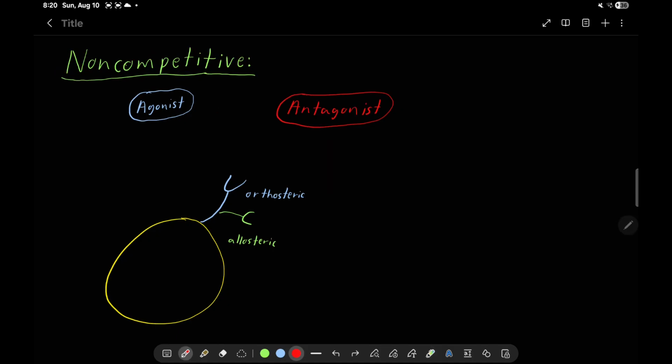So then what's a non-competitive antagonist? Well, if competitive antagonists compete to bind onto the same site, then non-competitive antagonists must be the opposite, right? They must bind onto separate sites. And that's exactly what happens. In non-competitive antagonism, your agonist still binds to your orthosteric site, but your antagonist actually binds instead to your allosteric sites. They bind onto separate sites. And this means that your antagonist can also be called a negative allosteric modulator.